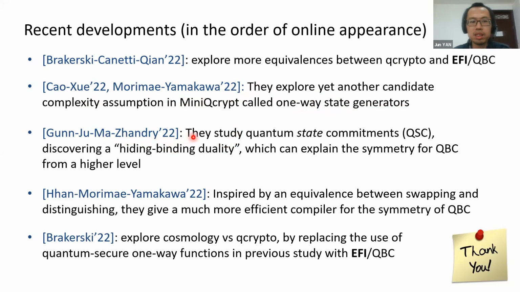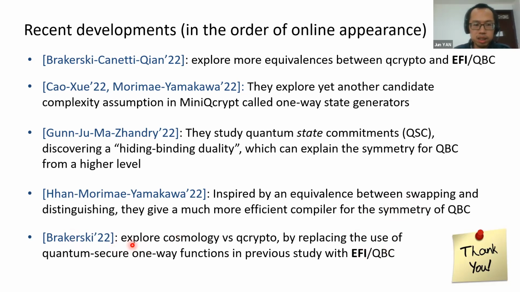And in this third paper, they study quantum state commitments. They discover, in my opinion, a rather surprising hiding-binding duality, which can explain the symmetry for QBC established in this paper from a higher level. And in this first paper, inspired by the equivalence between swapping and distinguishing, they give a much more efficient compiler for the symmetry of QBC, just using another single qubit. Our paper proves this symmetry via quantum oblivious transfer, which is very complex in comparison.